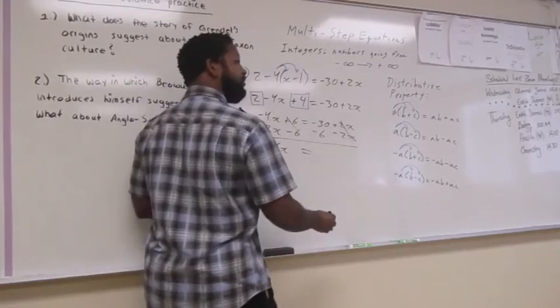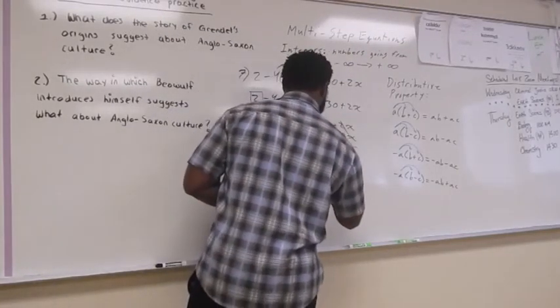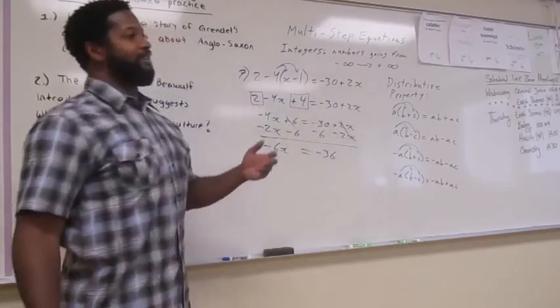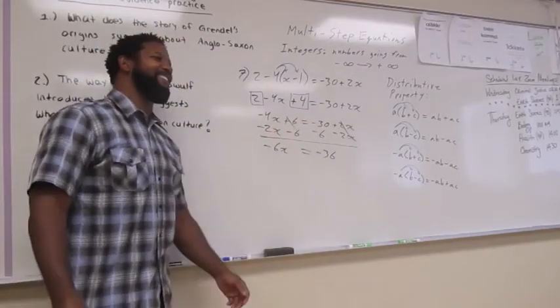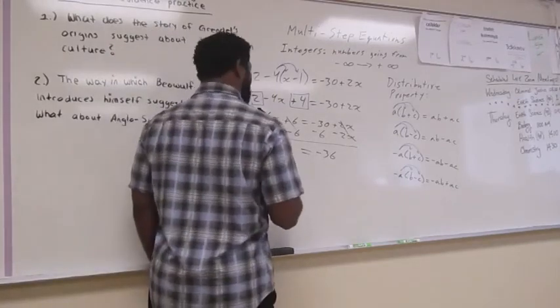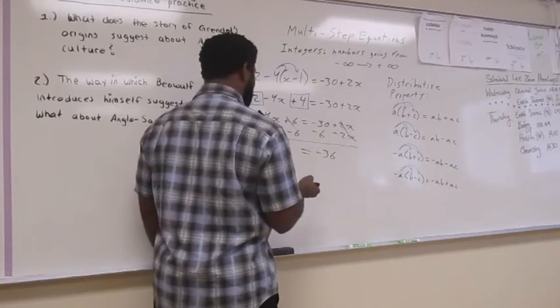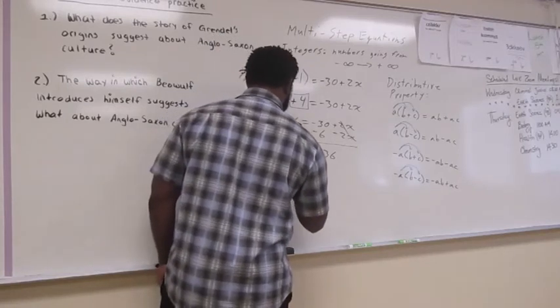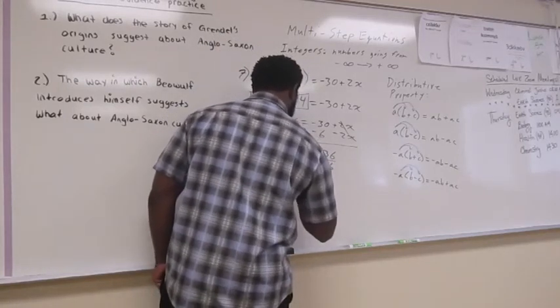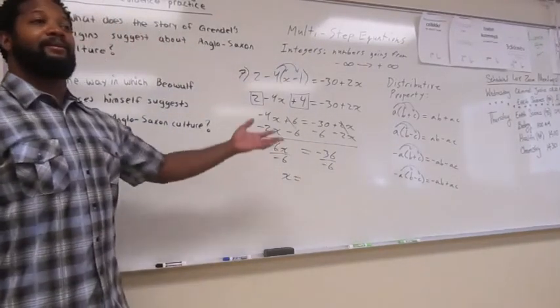Negative 6x equal to negative 36. Thank you, McCoy. You got 2 negatives right here. What did I just say in the beginning, man? I didn't see that, I'm sorry. I'm tripping. It's the marathon, baby. All right. Divide the negative 6 on both sides. X is equal to 6.